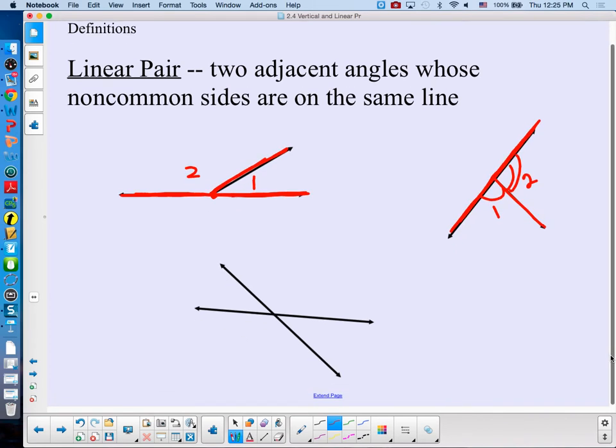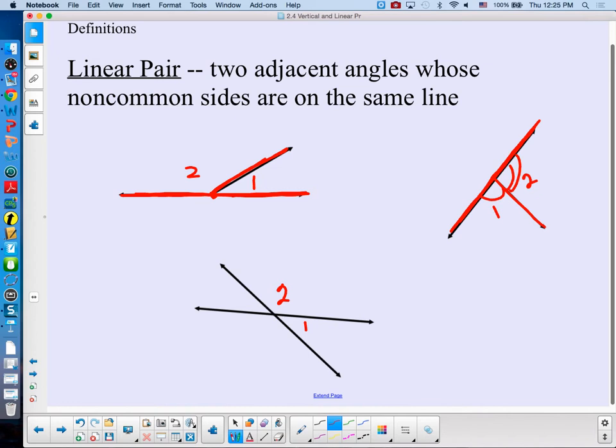That bottom picture has linear pairs, but it also has vertical angles. It actually has 4 linear pairs. There's 1 and 2, would be a linear pair. 1 and 2 would be a linear pair. That 1 and 2 are a linear pair. And if I switch back, that 1 and 2 are a linear pair. So there's actually 4 different linear pairs.